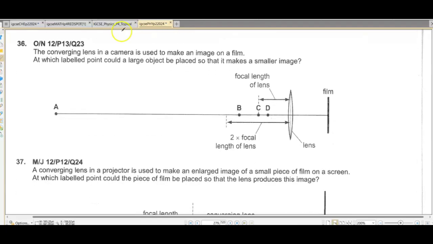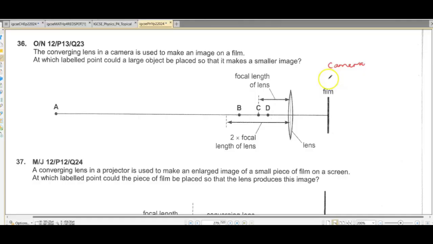Looking at question number 36, the converging lens in a camera is used to make an image on the film. At which labeled point could a large object be placed so that it makes a smaller image? This is the case of a ray diagram in a camera. In a camera, the object is placed way beyond 2f so that its image formed on the screen or on the film is smaller than that of the object.